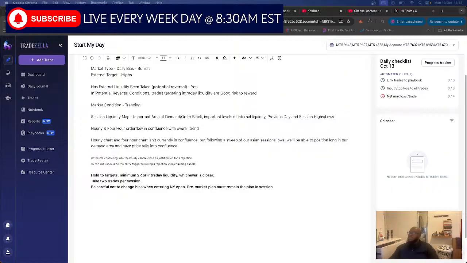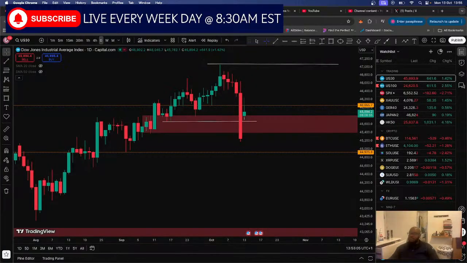And hopefully within the next hour, it should push everything into confluence. The hourly chart and the 4-hour chart aren't currently in confluence, but after we get a close of the hourly candle in the next 5 minutes, the following hour should allow us to sweep liquidity at Asian session lows, position long inside our demand area, and then rally everything into confluence. And I'll show you that really quickly.